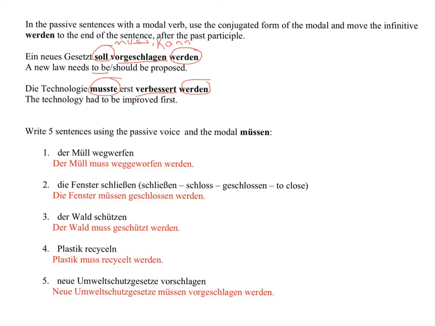On your note sheet, you also have the past tense and the subjunctive forms of the modal verbs. You can use these and still be in the present tense of the passive. For example, if instead of using muss, in the next example, it's the past tense musste. So instead of have to, it's had to. The werden is still be, to be. And then verbessert, the past tense, improved, so the technology had to be improved first. We're still talking something that had to be done presently.